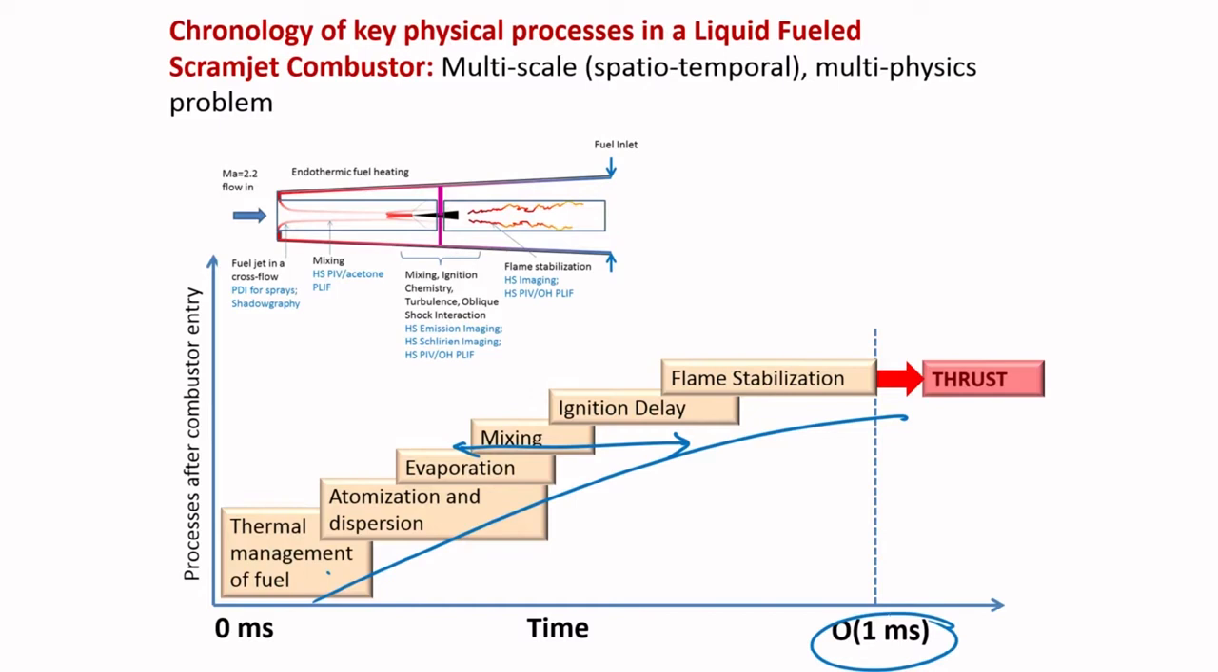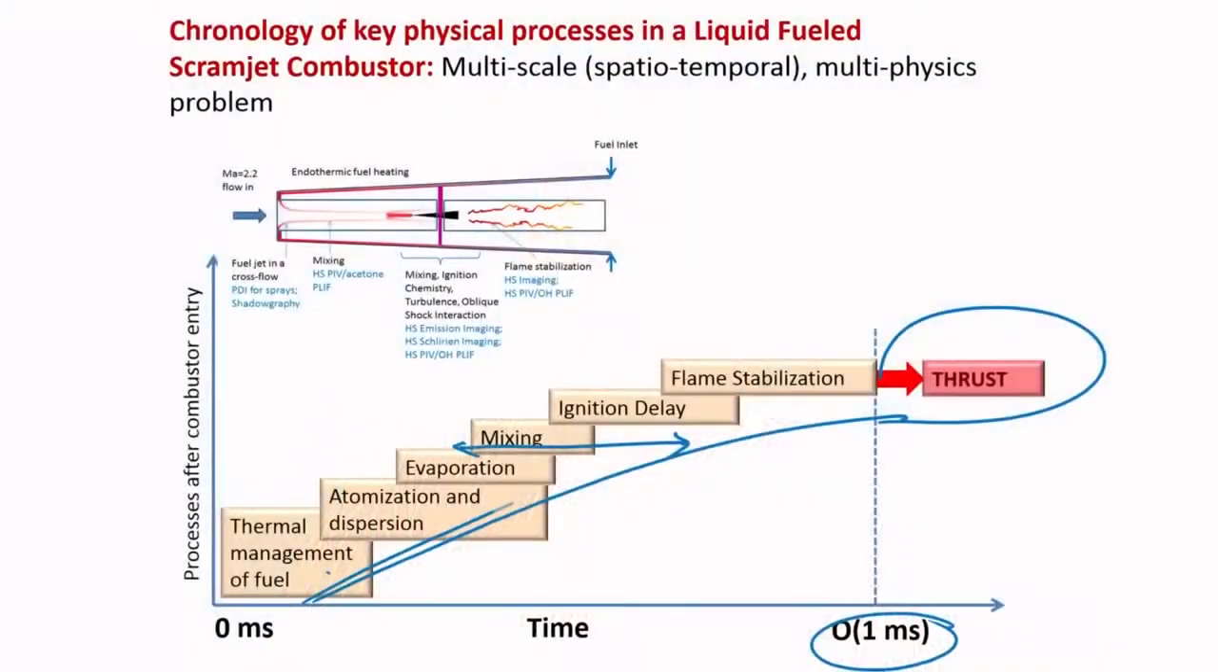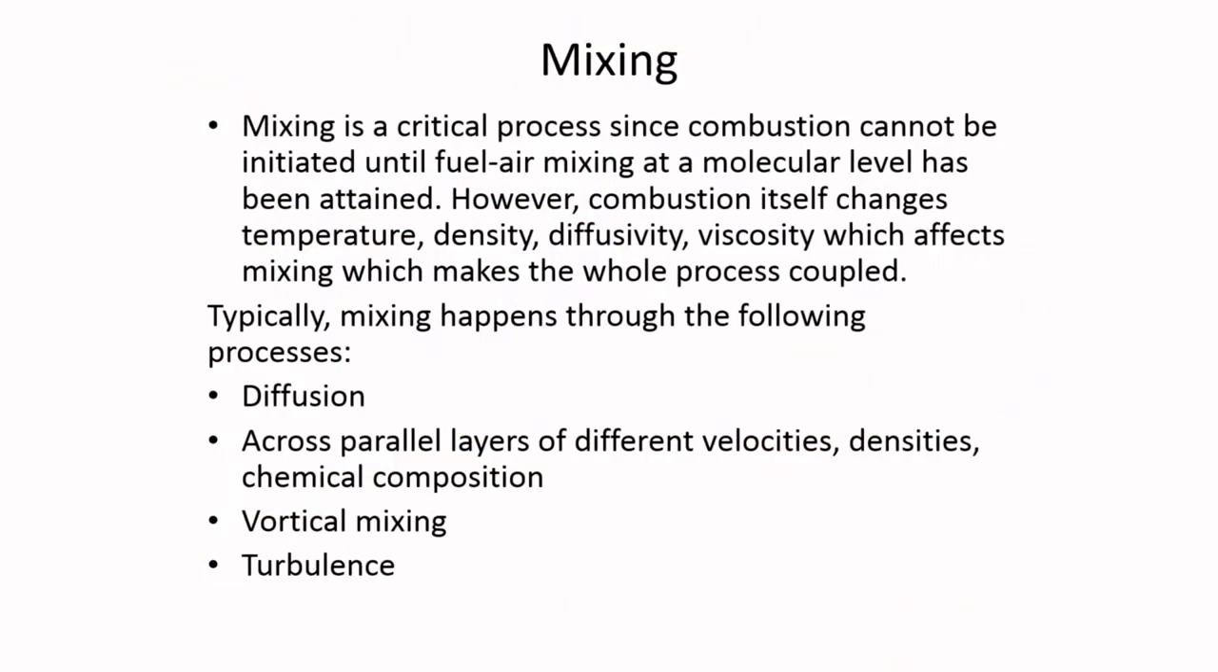But all these processes functioning properly in an interacting manner is required to generate the thrust. So all these processes must function perfectly, and they must function satisfactorily within 1 millisecond, so that proper thrust can be generated. So this is the biggest challenge of a scramjet engine, that you have to have all these processes done in a very, very short amount of time, which is extremely challenging. So we will go into mixing.